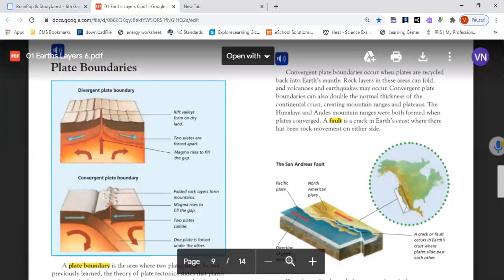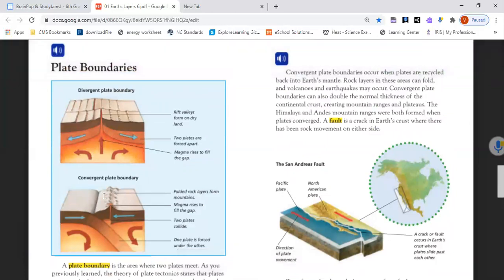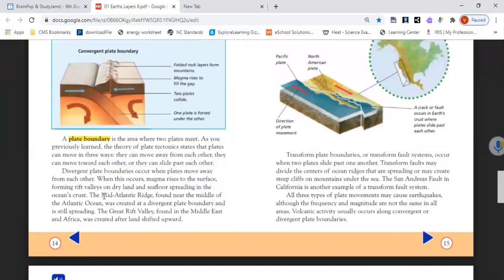What is a convergent plate boundary? It occurs when plates are recycled back into the Earth's mantle. Convergent plate boundaries can be doubled in thickness, creating mountain ranges and plateaus. The Himalayas and Andes mountain ranges were both formed when plates converged. Now, what is a transform boundary?